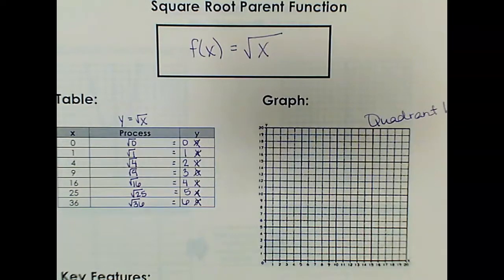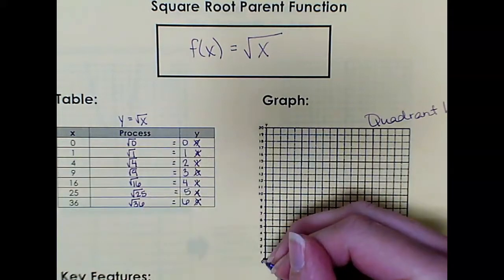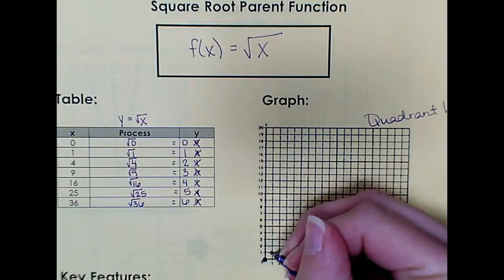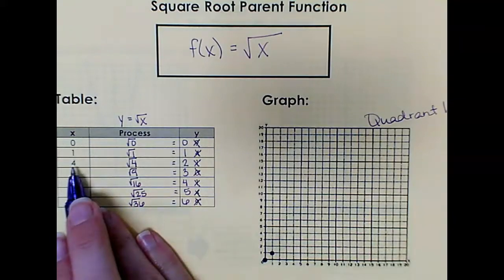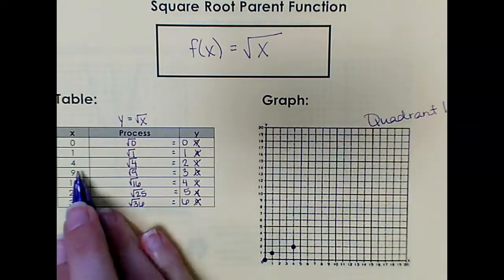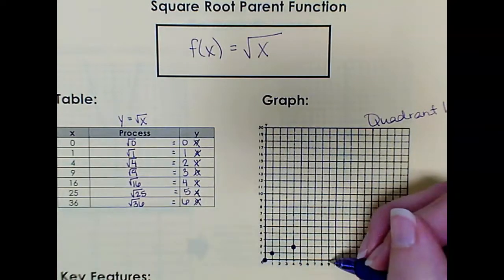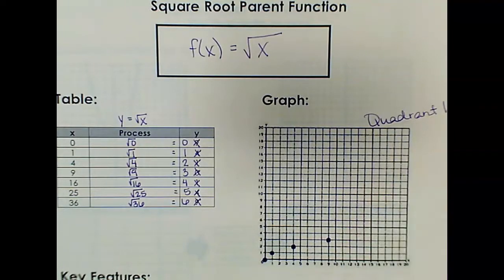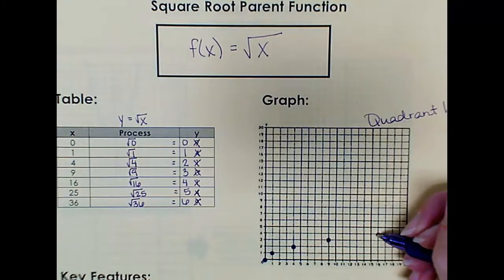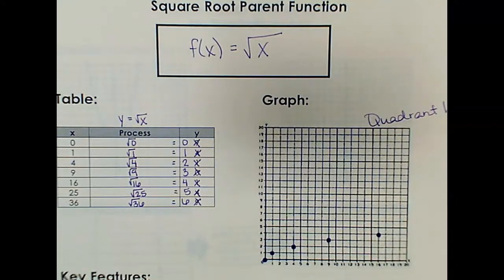So if I graph my ordered pairs, 0, 0 is the origin. That's all the way down here. 1, 1, right here. 4, 2. 9, 3. 16, 4. And then 25, 5, I can't fit on here because my graph only goes to 20, but I get the idea that this is my square root parent function.